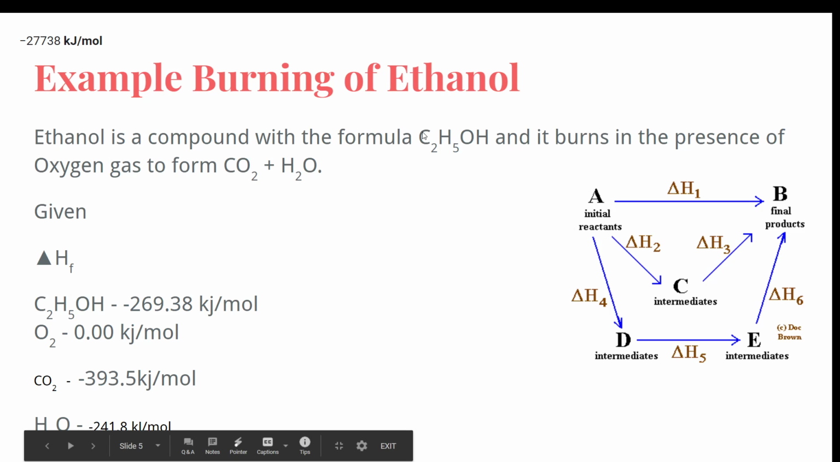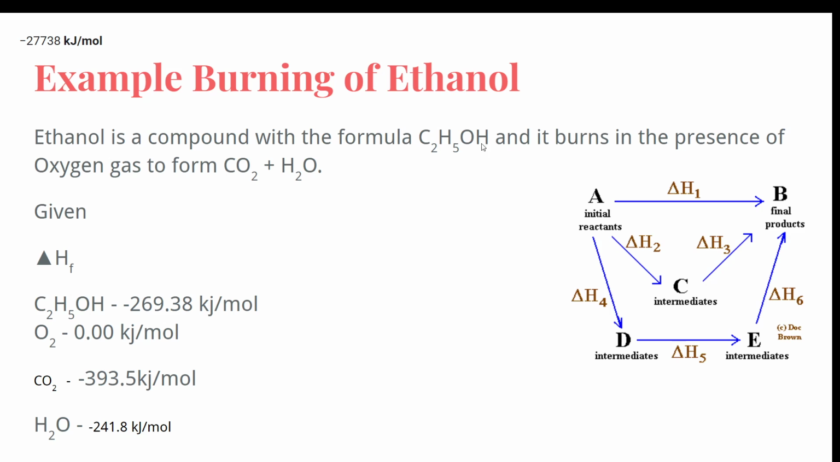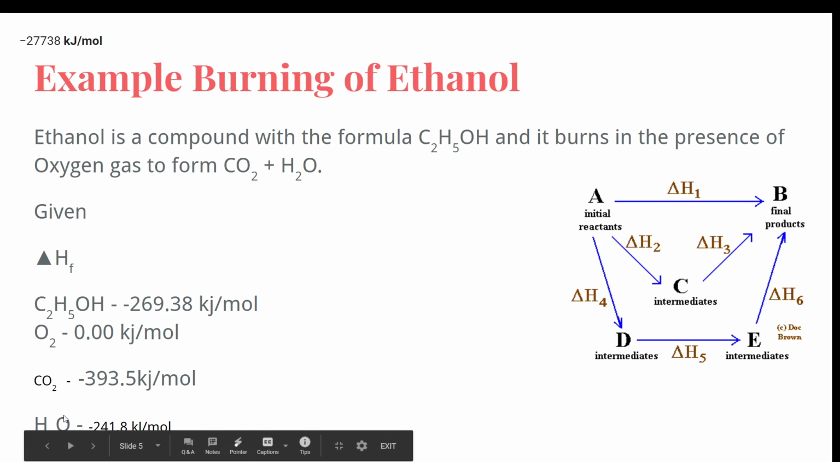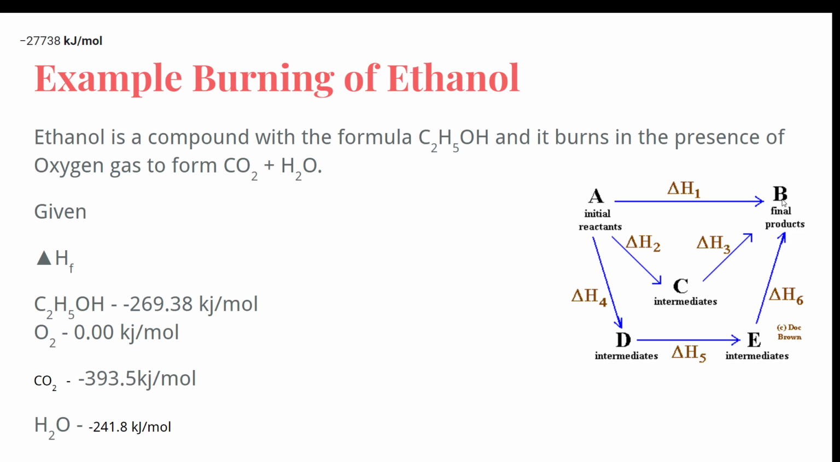So essentially, we have C2H5OH and oxygen. So we have our starting materials here. We have their formations. And we have CO2 and H2O, and this is our final products right here. All right? But we're not given anything else. We're not given an alternate pathway. We're not given what the actual delta H is here. And we need to figure this out.